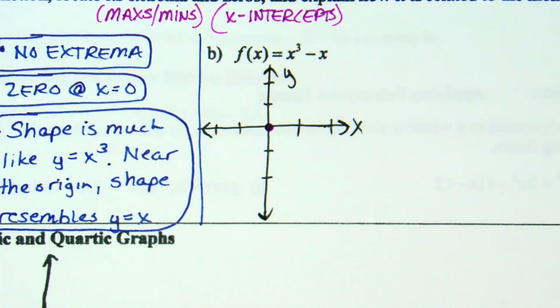Because negative 1 to the third is negative 1. Minus negative 1 turns around, makes it negative 1 plus 1, which is 0. So we have the ordered pair negative 1, 0.